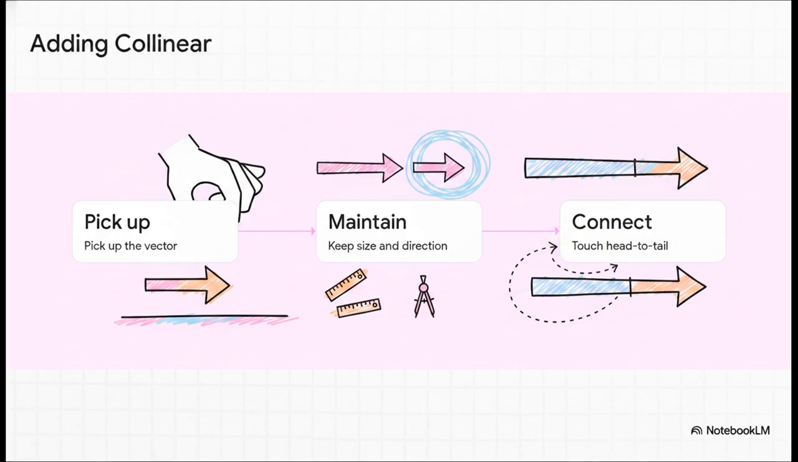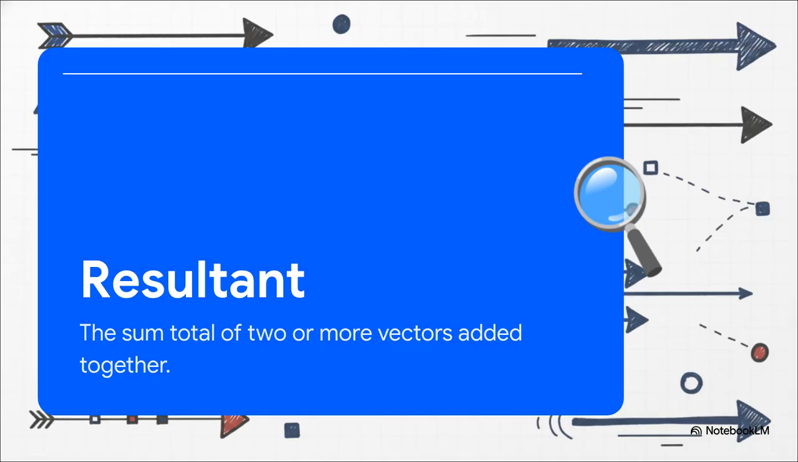Basically, the pointy tip, the head, of the first vector has to touch the blank end, the tail, of the second vector. Once you've got your original vectors connected head to tail, you need your final answer.